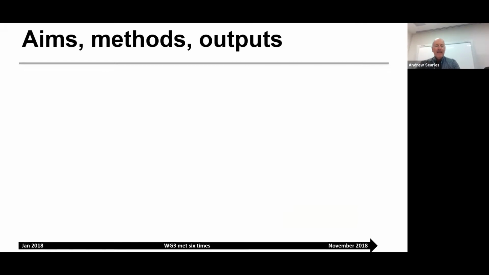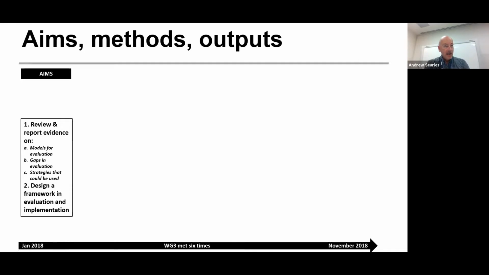So in this slide, I'm going to give you just a very high-level overview of the way that we actually approached the project, starting with the aims that were provided by AHRAA, the Australian Health Research Alliance. So firstly, we were asked to review and report the evidence on the models for evaluation, gaps in the healthcare evaluation that was undertaken in Australia, and thirdly, to identify strategies that could be used to improve evaluation in this country.